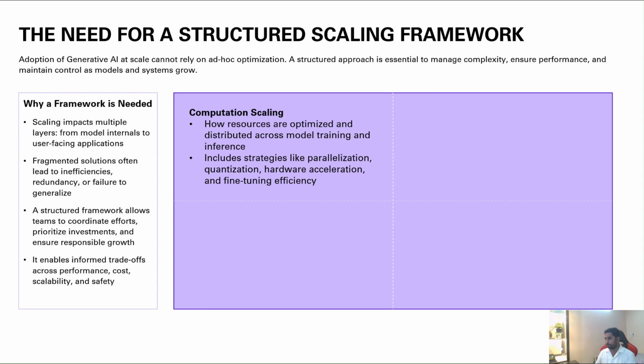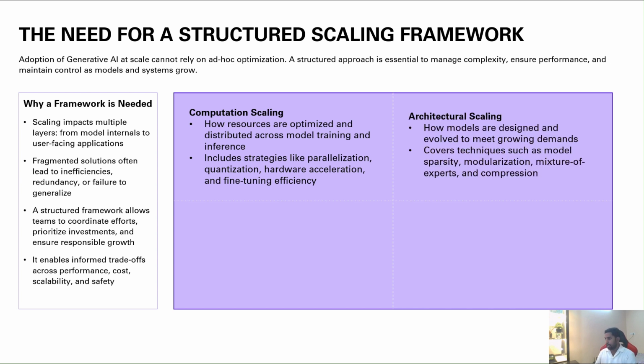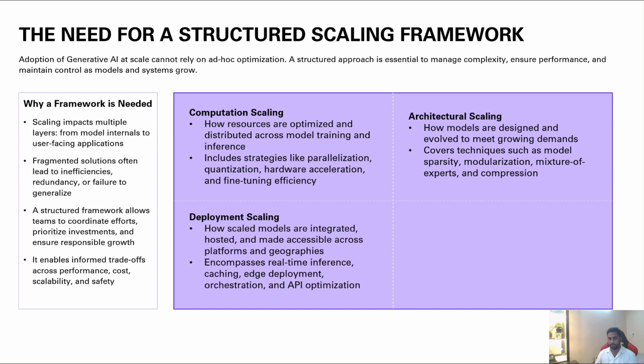So the first one is computational scaling. Here we optimize resources during training and inference. This includes parallelization, quantization, hardware choices, and efficient fine-tuning techniques. And then we have architectural scaling, which focuses on how models are designed. That includes sparsity, modularity, and architectural patterns like mixture of experts or compressed models that maintain performance while reducing the overhead. And then we have deployment scaling.